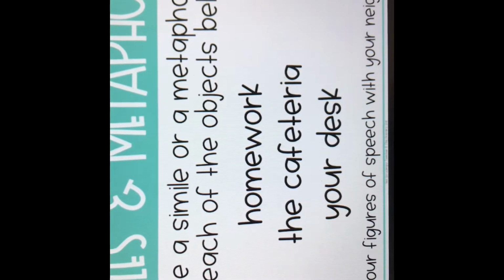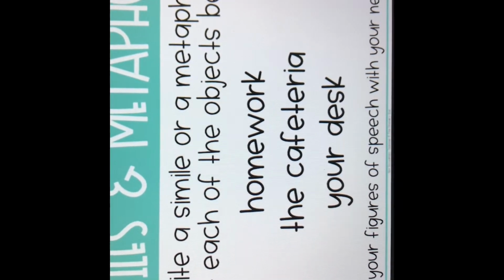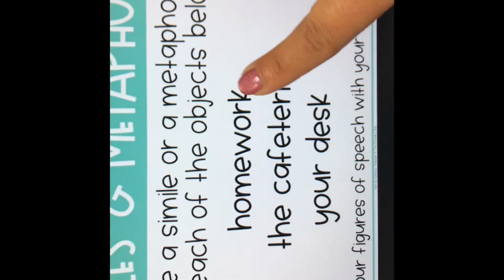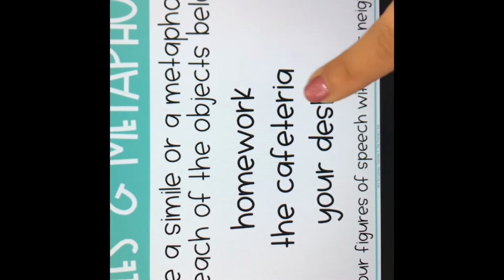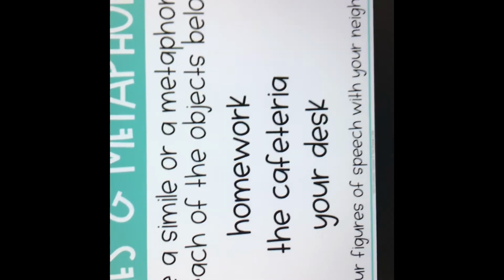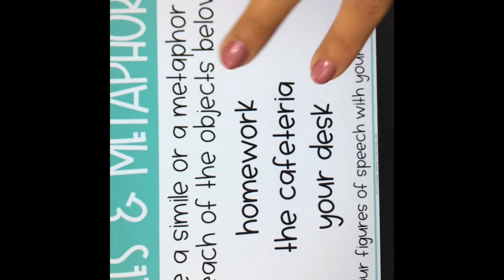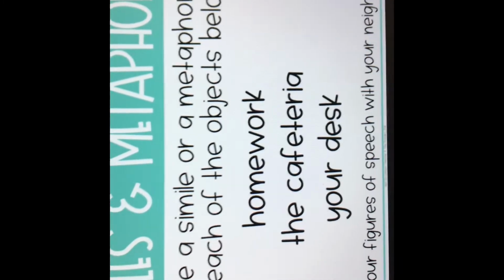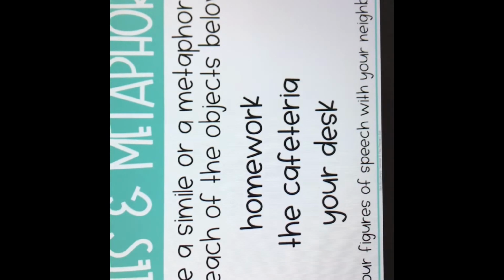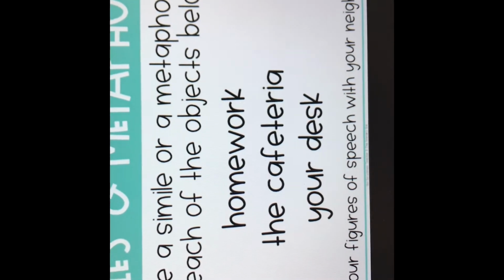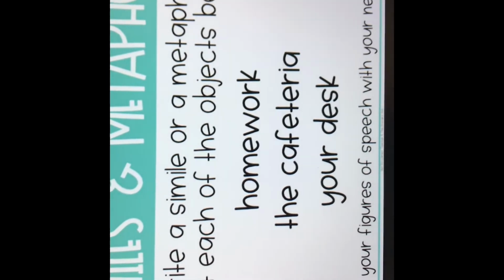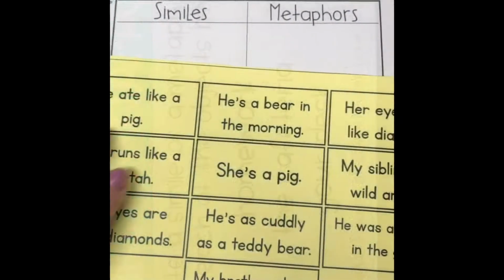So now it's your turn. You're going to write a simile or a metaphor about each of the objects below: homework, the cafeteria, and your desk. So just get out a scratch piece of paper. You're going to just write 3 sentences. So remember, similes have the words like or as in them. Metaphors do not. Okay, so the next thing you are going to do is you have these 2 papers.